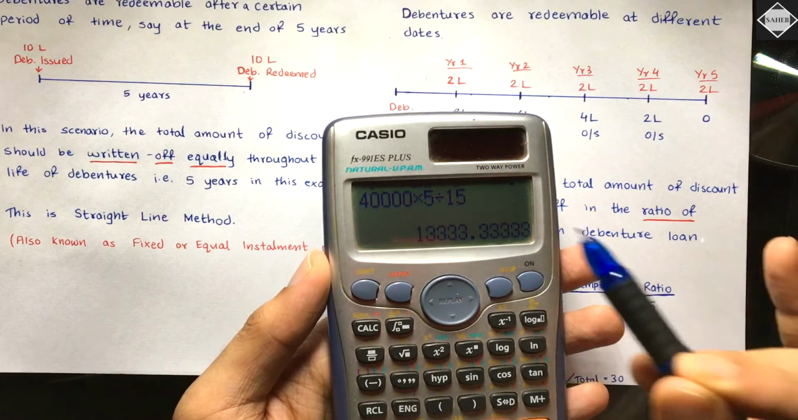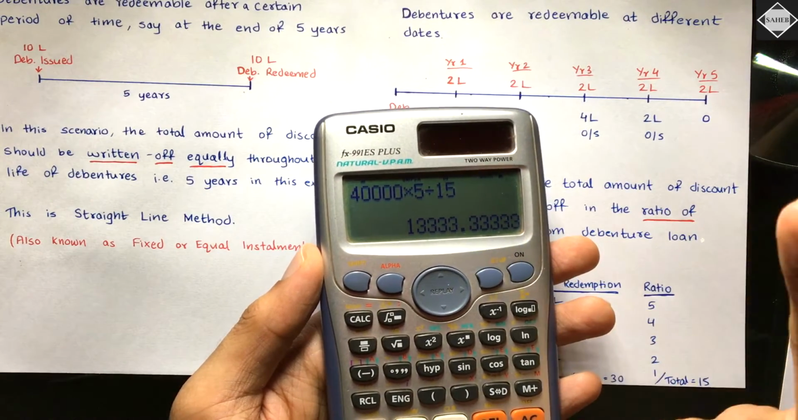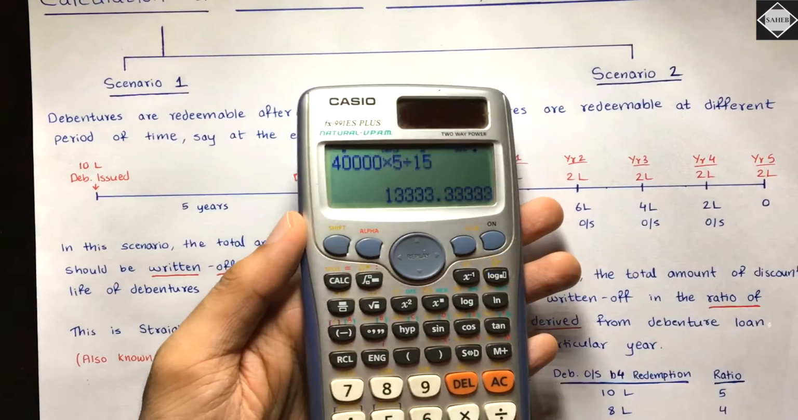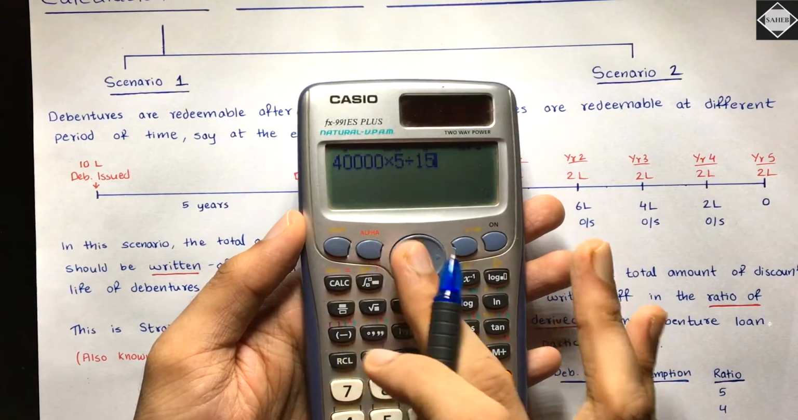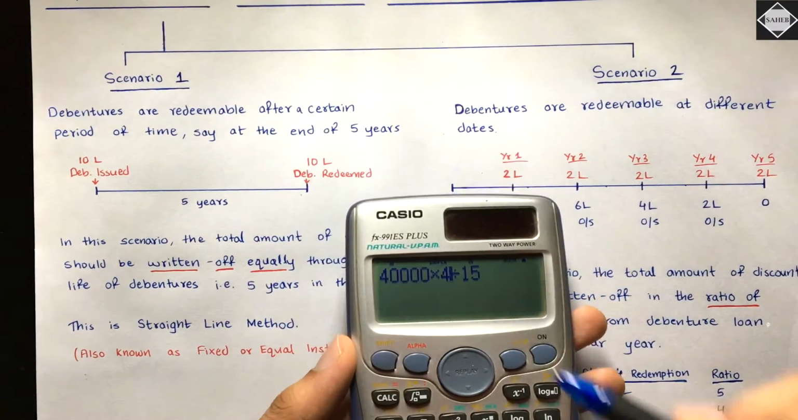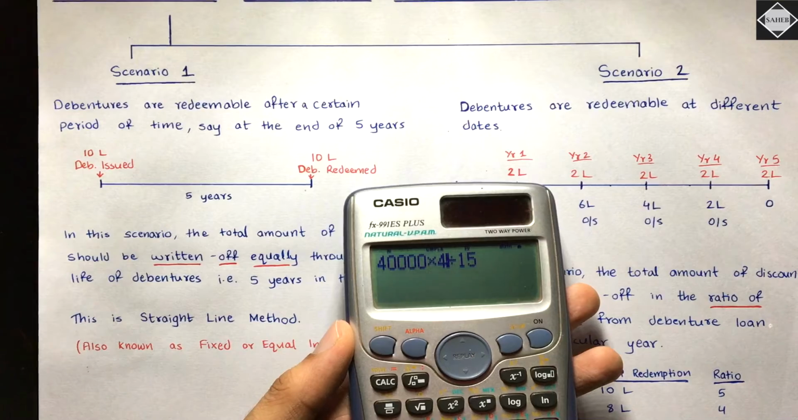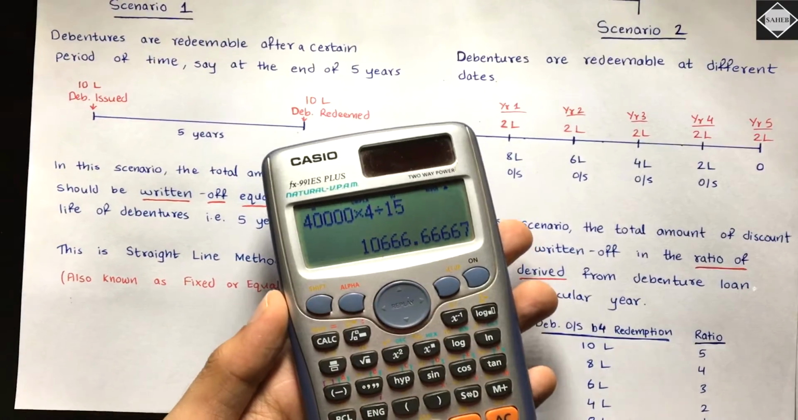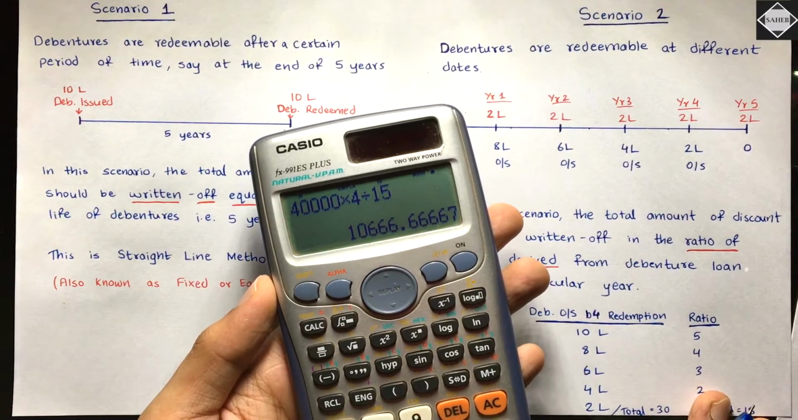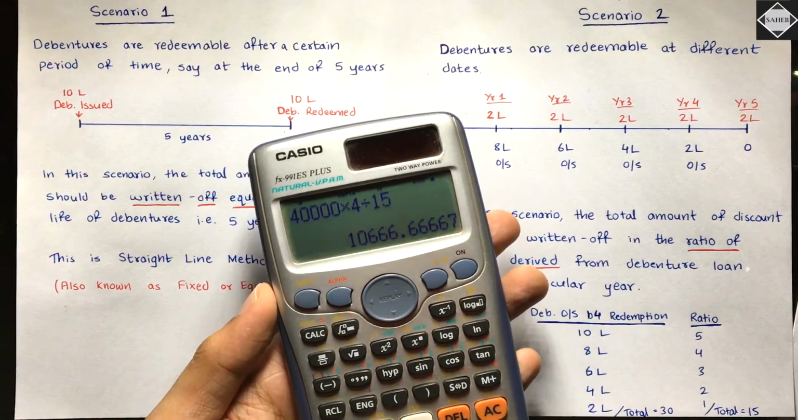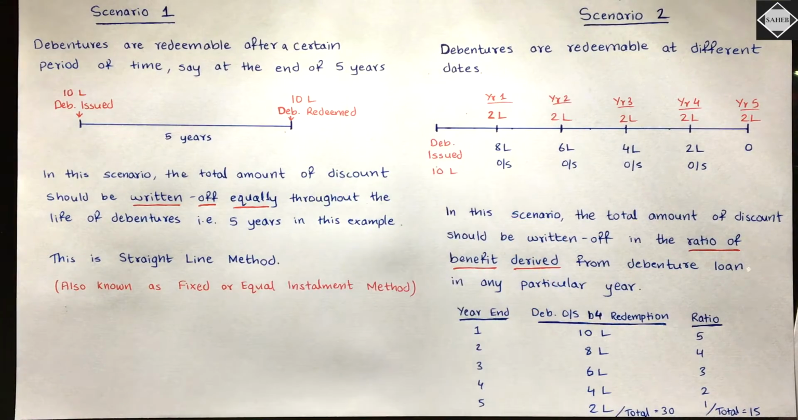That's equal to 13,333.333. This is the amount we are going to write off at the end of the first year. In the second year, how much are we going to write off? 40,000 into 4 divided by 15. That's equal to 10,666.6667. Is it clear? This is how you have to do it. Fine. Now let's just see a problem and then you will be perfectly clear with this.